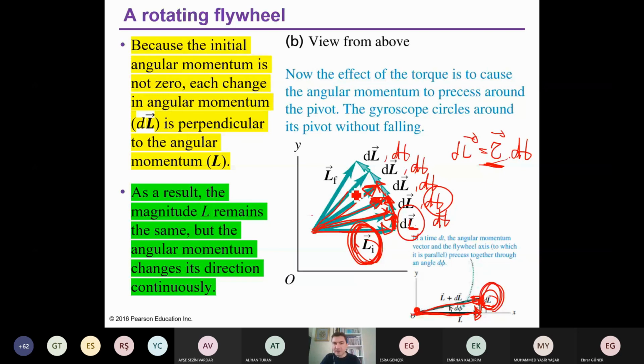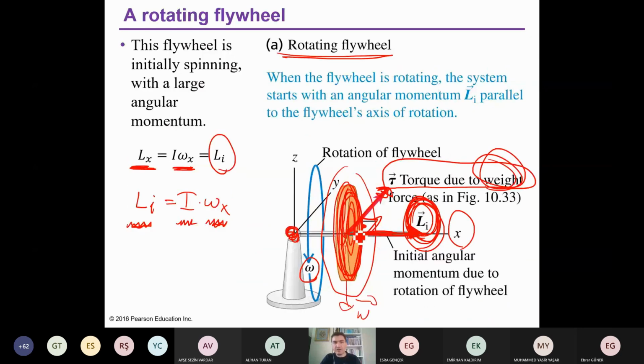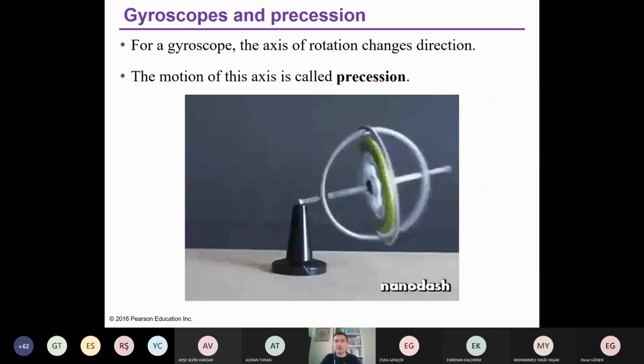I am looking from the top. So finally, what will happen? You will see this type of rotation of Li, okay? So this Li will rotate about this O, this Z rotation axis, okay? So the complete system will rotate about this axis. Now look at this one.